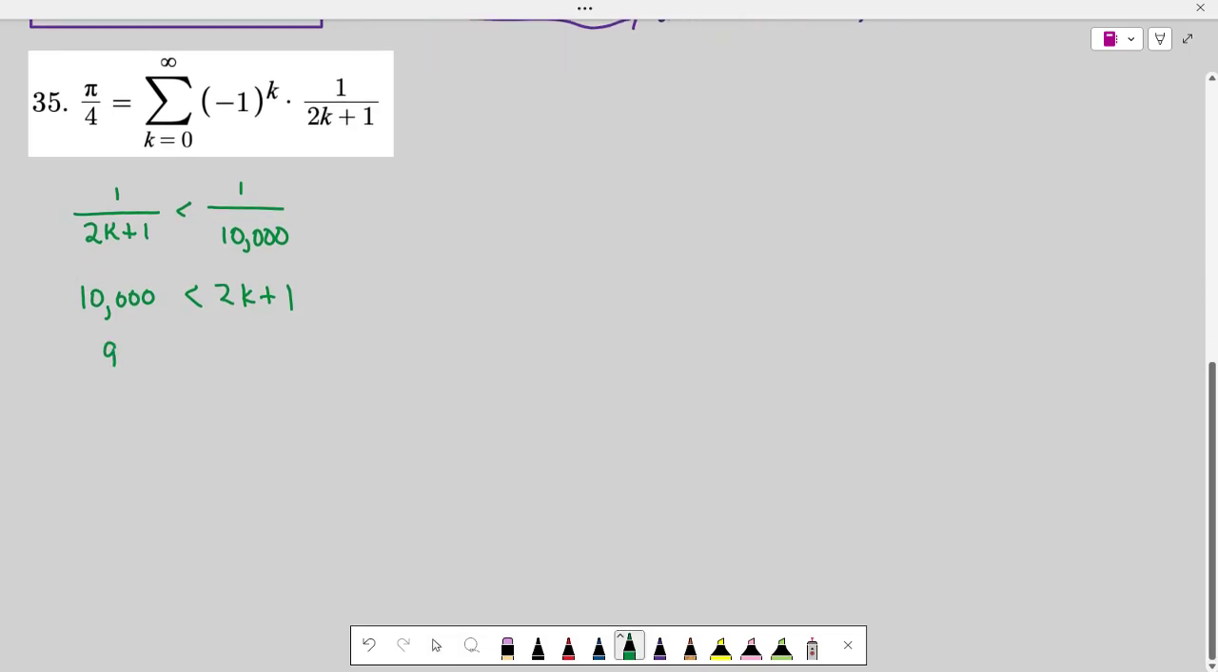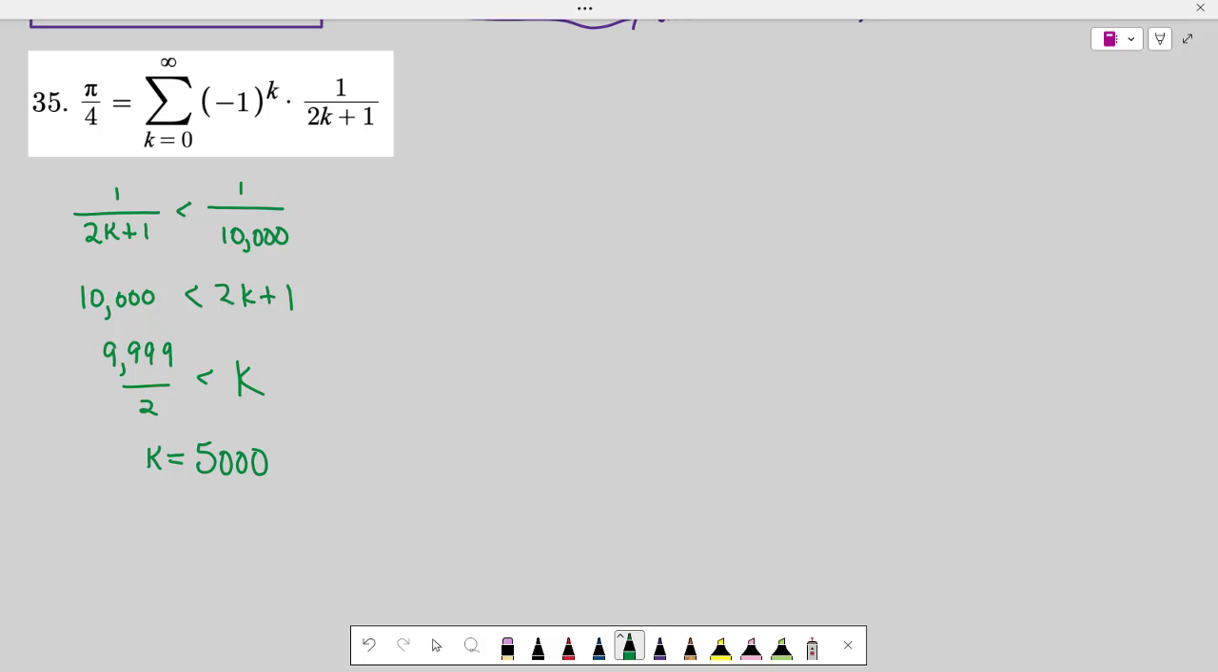So we subtract 1, we get 9,999 divided by 2. So k is an integer. What is the first k value that makes that true? If you divide 9,999 by 2, what do you get? 4,999.5. So what is the first integer that's bigger than that then? 5,000. So 5,000 is going to be the first integer, because that's going to be 4,900 something or other. That's going to be the first integer that the inequality is true for. So we want to take the first one.